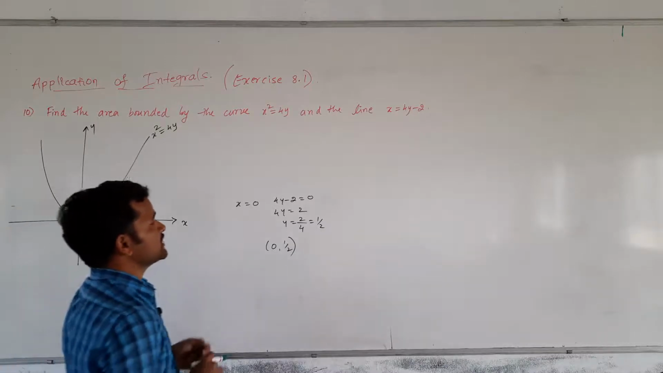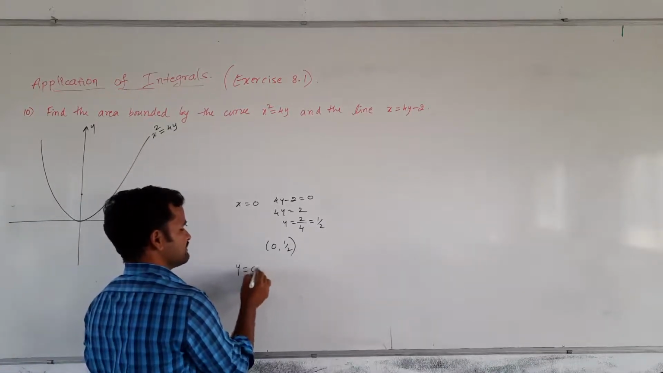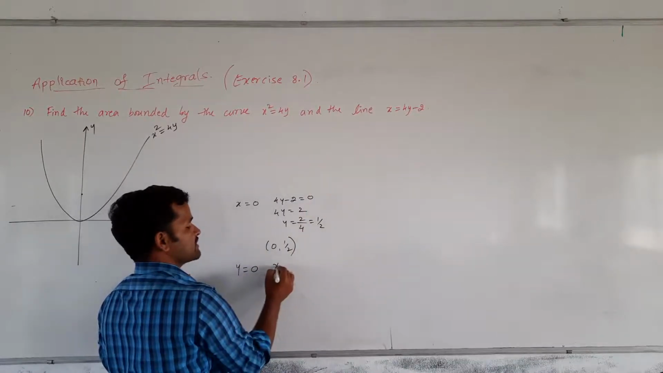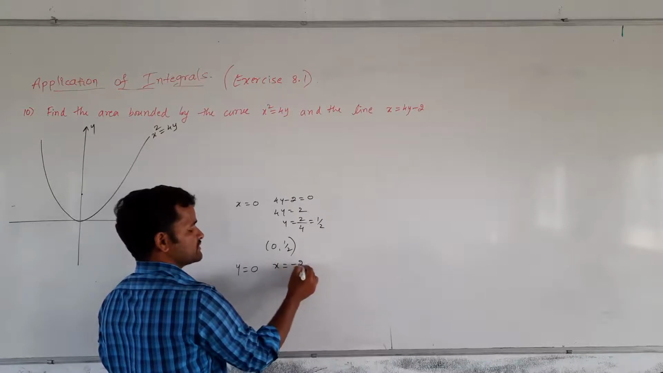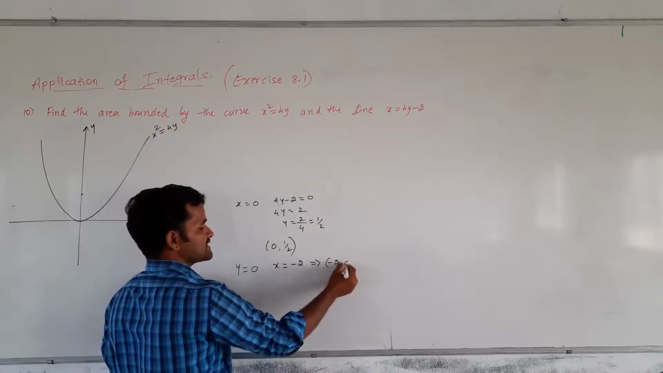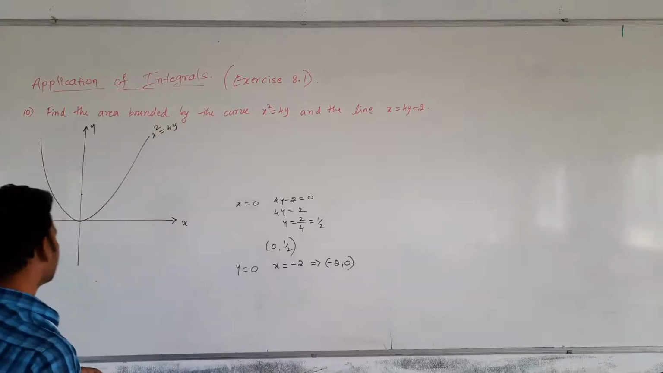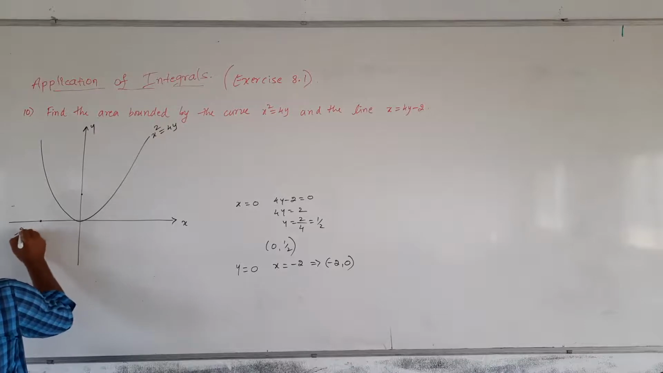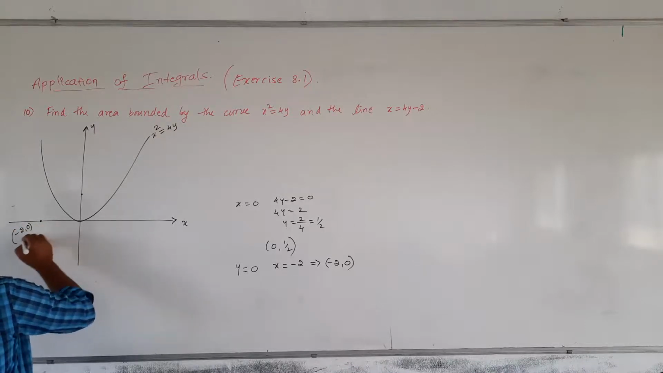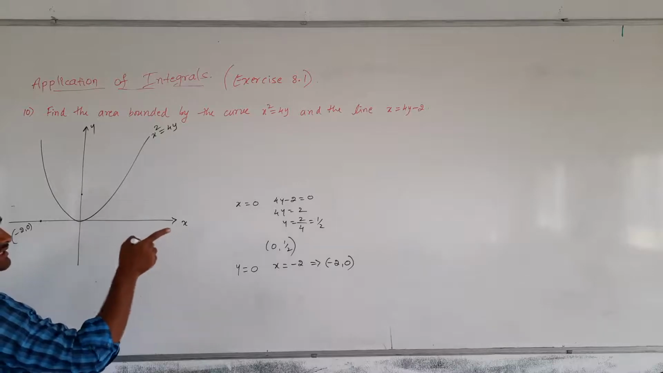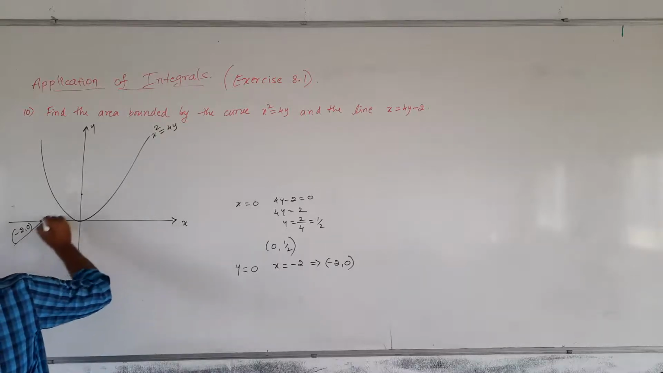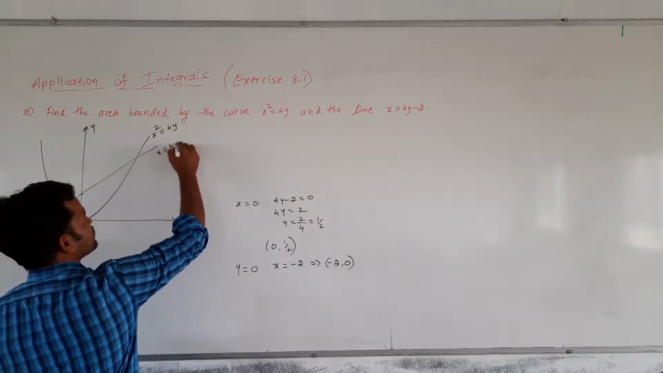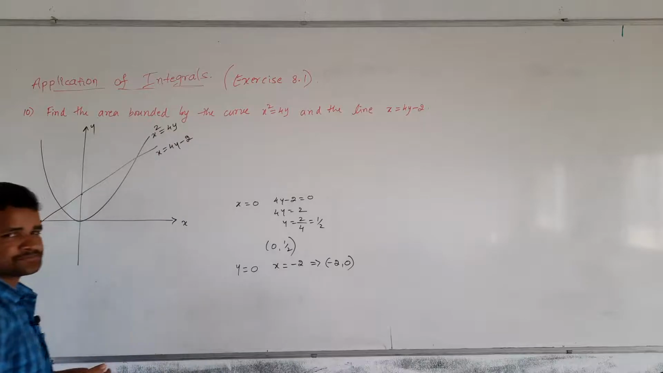Next, let me find out another point. Let us consider y is equal to 0. If I substitute in the line, that becomes x is equal to 0 minus 2. Now which point is this? This point is minus 2 comma 0. Where will be the minus 2 comma 0? Minus 2 comma 0 will be on the negative x-axis. Here is the point minus 2 comma 0. Now it is a linear equation. Graph of a linear equation will be a straight line. So the graph goes like this. This is the line x is equal to 4y minus 2.